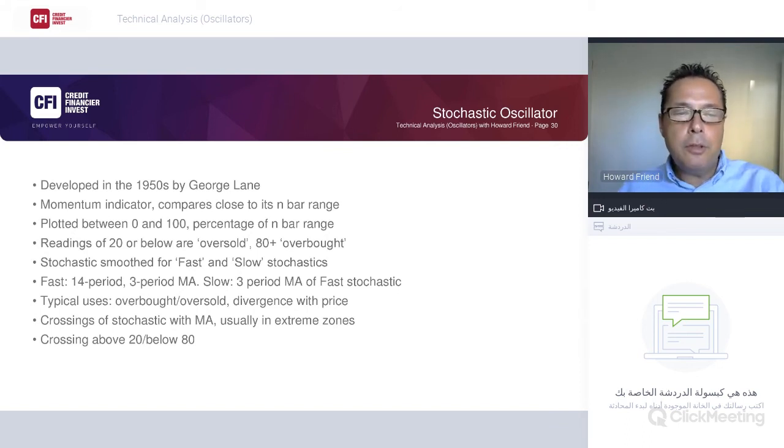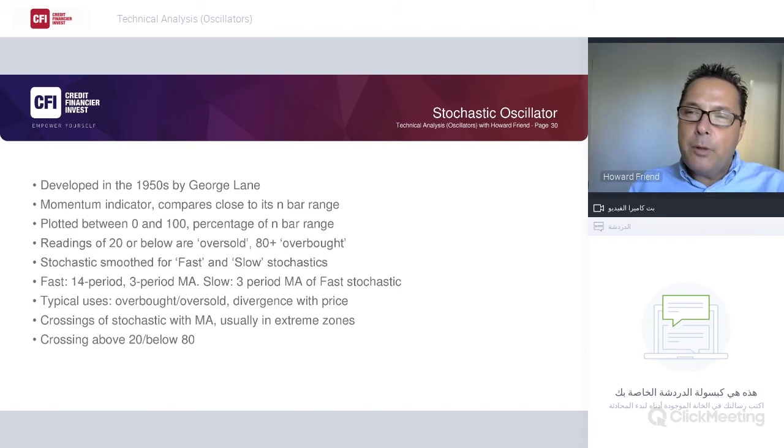So as with the other oscillators, the typical use is to look for oversold and overbought extremes. We've got the demarcation of 20 and 80, and also to look for divergence with price.